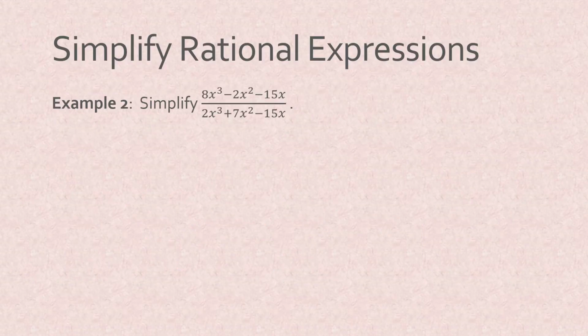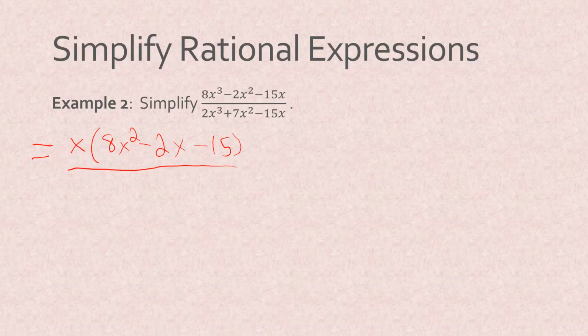Now let's look at something that's a little more complicated, where both the numerator and the denominator are trinomials, and there is a greatest common factor in each. So if we remember how to factor a polynomial in general, we factor out the greatest common factor, and then we look at the number of terms left over. So for this polynomial here, the greatest common factor of the numerator is merely an x. That leaves us with 8x squared minus 2x minus 15.